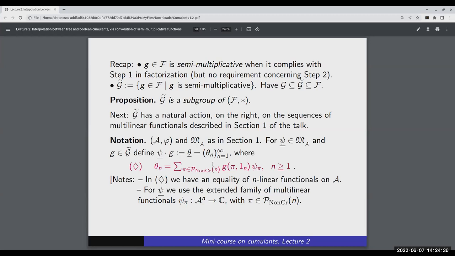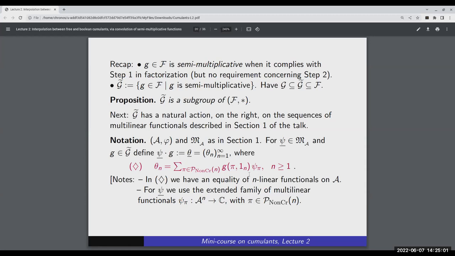Okay, and then the question is, how do you define theta n in terms of the g and the psi n's? And this diamond is our formula. So it is a summation over non-crossing partitions of psi pi's. And you put some coefficients, and these coefficients are g at pi, from pi to the top of the lattice.